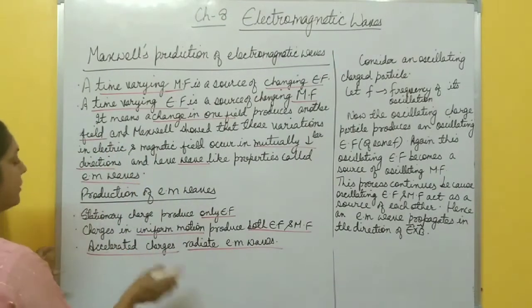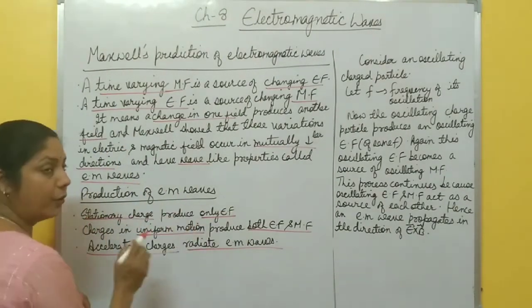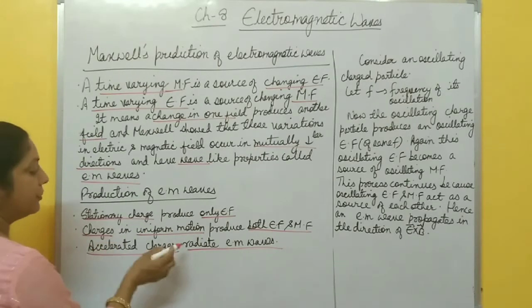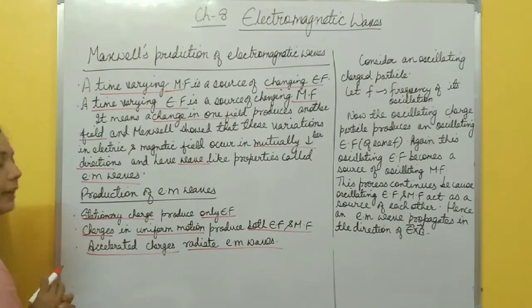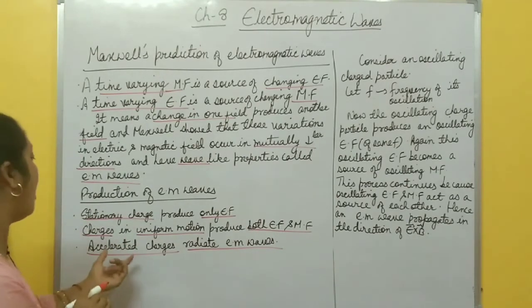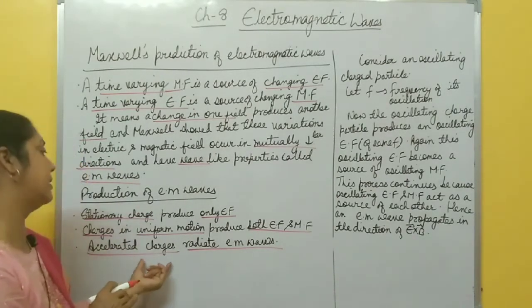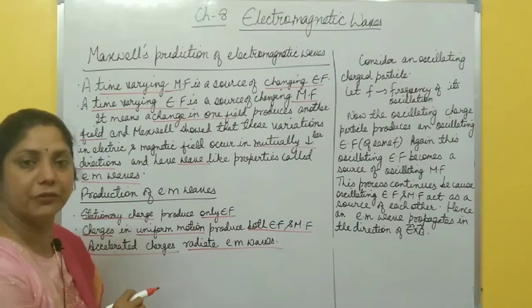You must remember these 3 points. A stationary charge produces only electric field. Charges in uniform motion produce both electric and magnetic field. Accelerated charges radiate electromagnetic waves. Now, how are these accelerated charges responsible for the production of electromagnetic waves?